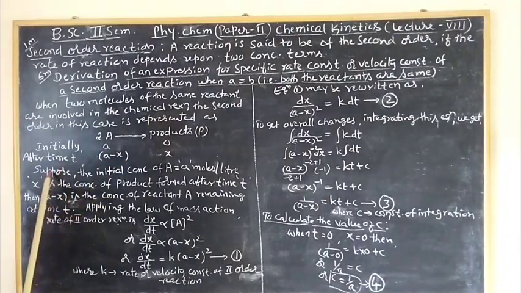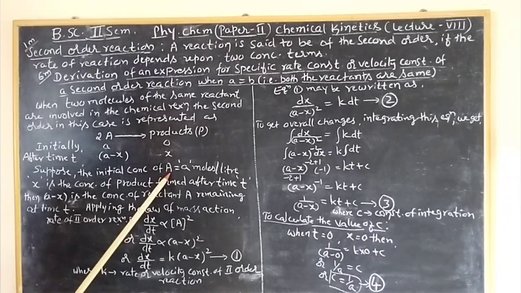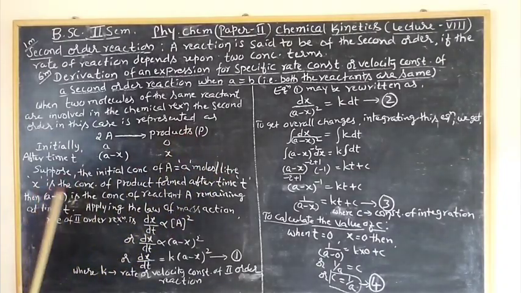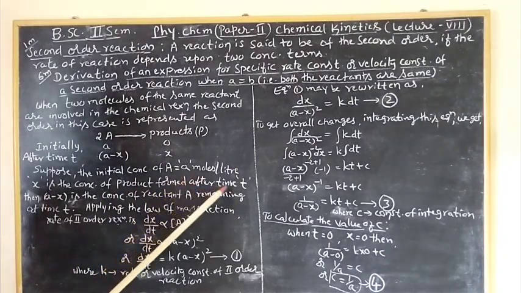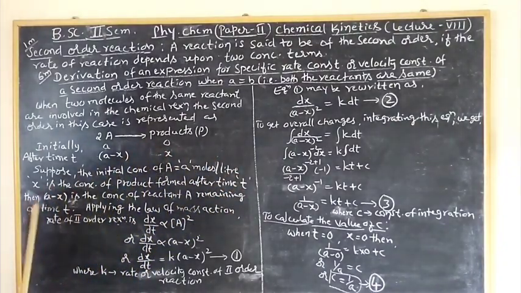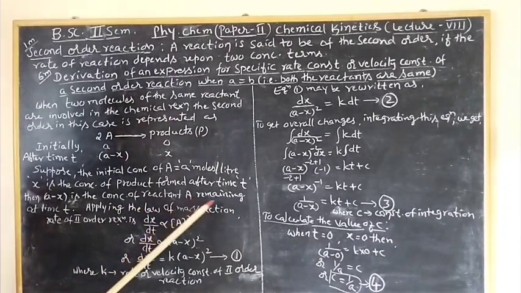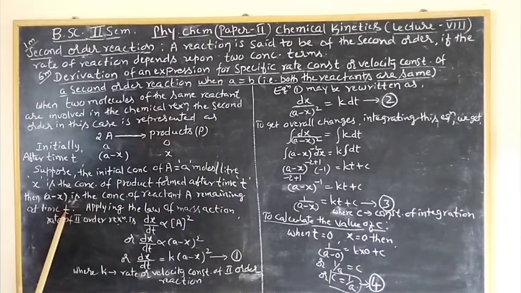This is given here. Suppose the initial concentration of reactant A is equal to small a mole per liter. x is the concentration of product formed after time t. Then a minus x is the concentration of reactant A remaining at time t.